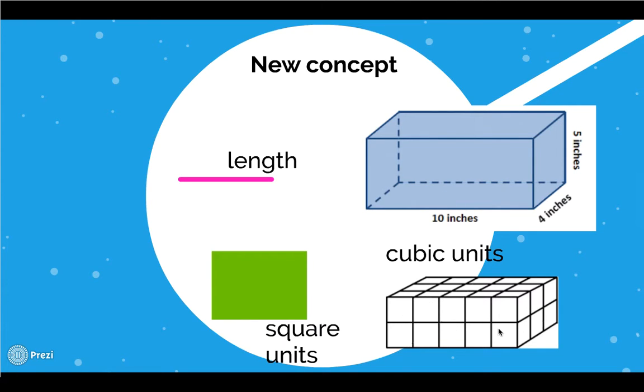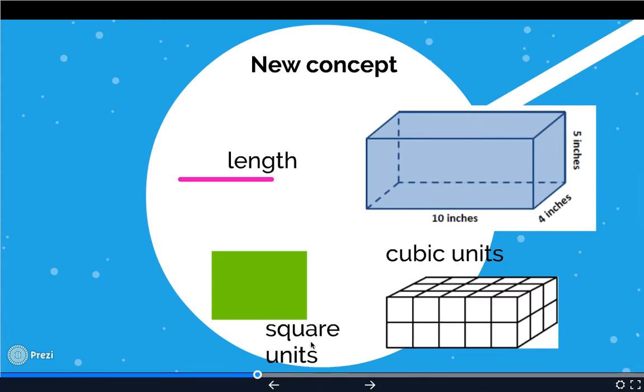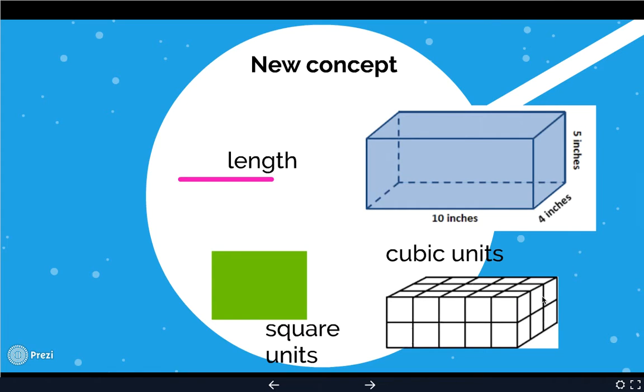Say these were 1-inch cubes, and you had 1, 2, 3, 4, 5. This side was 5 inches long, and this side is 3 inches long. I can measure the flat area by multiplying 5 times 3. But if I wanted to measure the volume, the stuff that's inside, we're going to measure the length times the width times the height. So 5 times 3 is 15, times 2 is 30. This rectangular solid would be 30 cubic units.